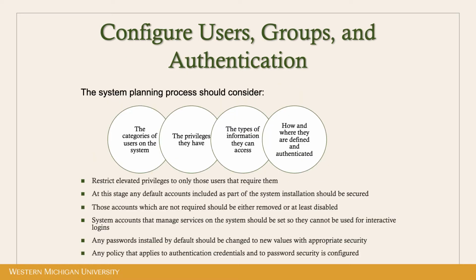When we configure users, groups, and authentication, we should consider, right in the system planning process, before we ever put our hands on a computer or install an operating system, what are the categories of users that we're going to have on the system, what privileges those users are supposed to have, what types of information each category can access, and how and where they're going to be defined and authenticated. We restrict privileges to only those users that require them. And this is a concept called least privilege.